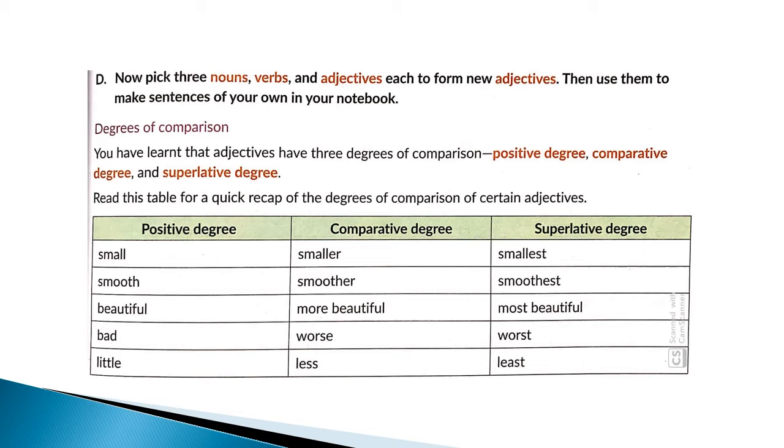This is how you can differentiate which degree of comparison it is if you are ever confused. Positive degree, no comparison. Comparative degree, 2 things are compared. Superlative degree, 1 thing is compared to a whole bunch of things and it uses the definite article the. Smooth becomes smoother, smoothest. Beautiful, with more than 2 syllables, becomes more beautiful and most beautiful. Bad changes completely into worse and worst. Similarly, little also changes completely into less and least.